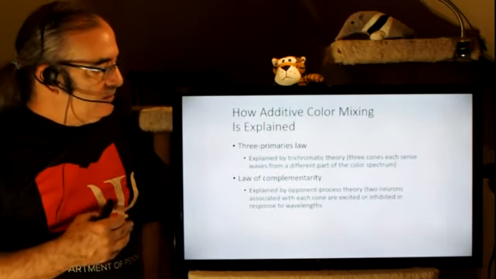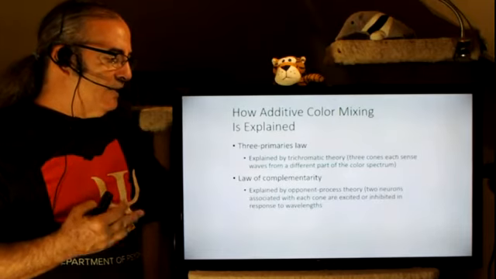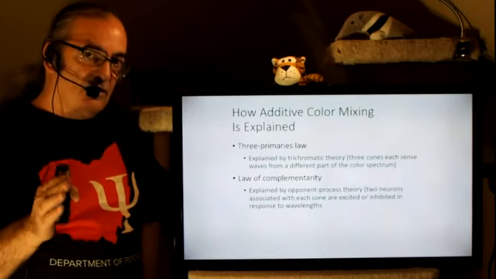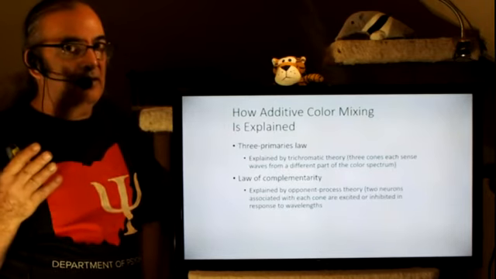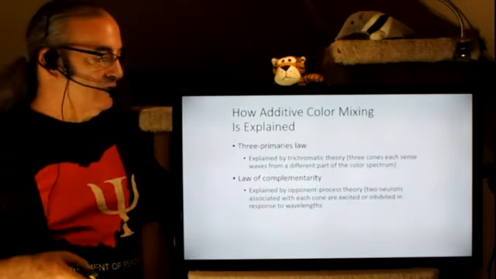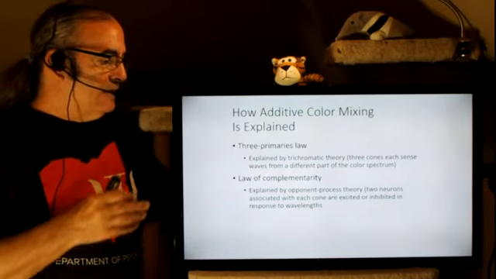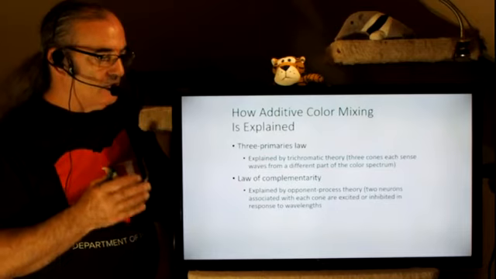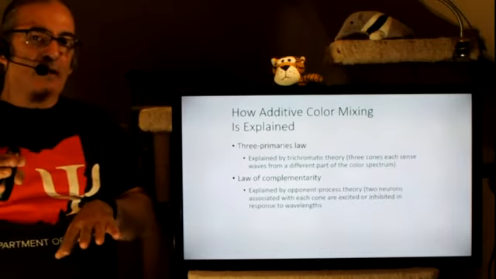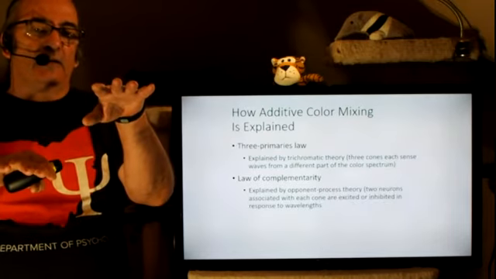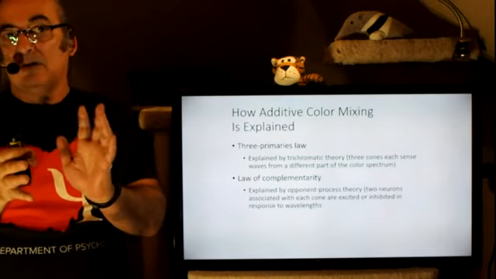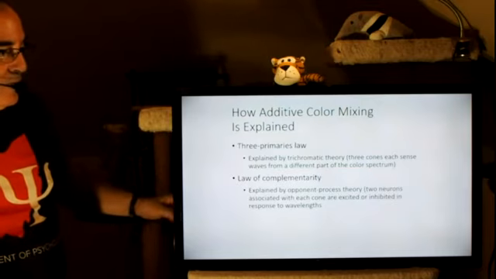So this additive color mixing, how do we explain it? Well, the three primary law is explained by the trichromatic theory. Three cones each sense different wavelengths, and if all three cones are activated, then what do we end up with? We end up with the additive mixture and the experience of white. Now, the law of complementarity is explained by the opponent process theory: two neurons associated with each cone are excited or inhibited. Some electromagnetic energy of a certain nature will excite these neurons, but then opposing neurons may be inhibited, so we get this strange process.